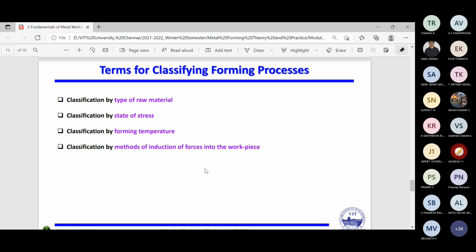That's why I told you in the beginning, many books have different kinds of classification, maybe primary, secondary, like what we discussed here also. It is similar, but I put it in a different way: you have to classify from manufacturing to forming or machining. According to the raw material you classify, according to stress you classify, temperature you classify, and then the forces you are applying.